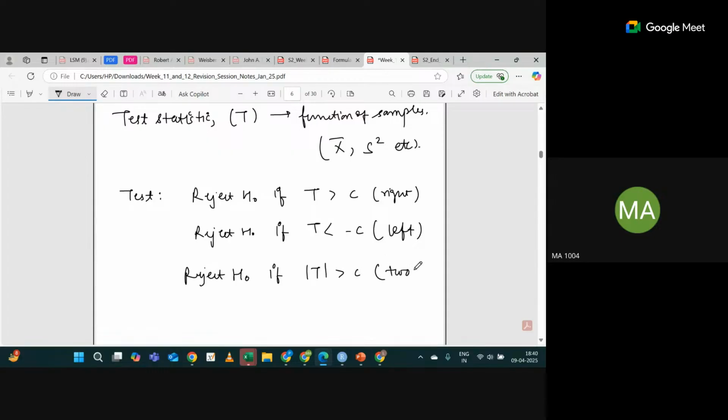This is called a two-tail test, a two-sided test. What is the meaning of this? It means your t value, or test statistic, is greater than c, or less than minus c. It can be anything.